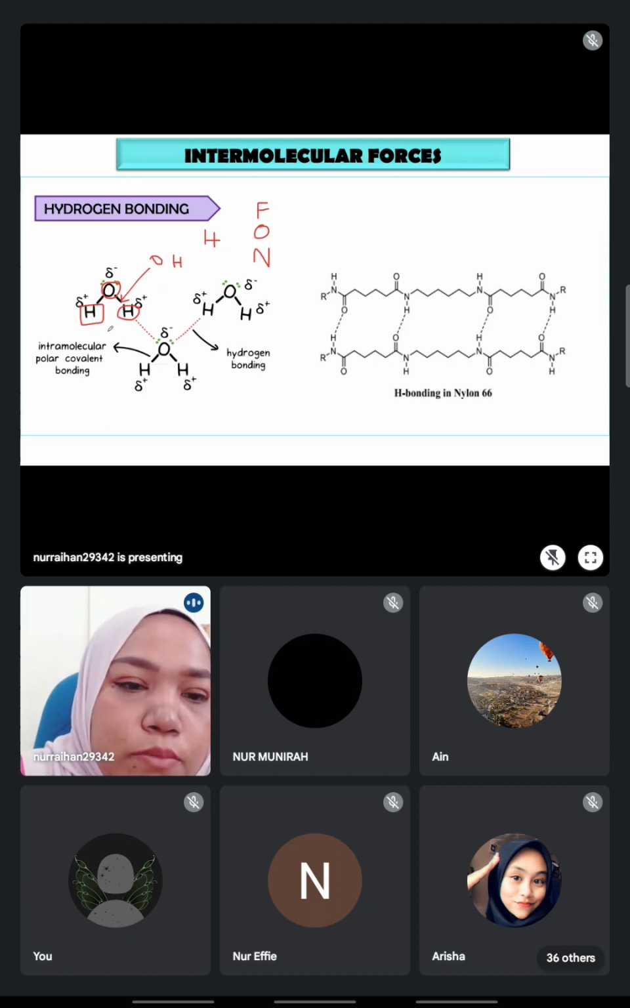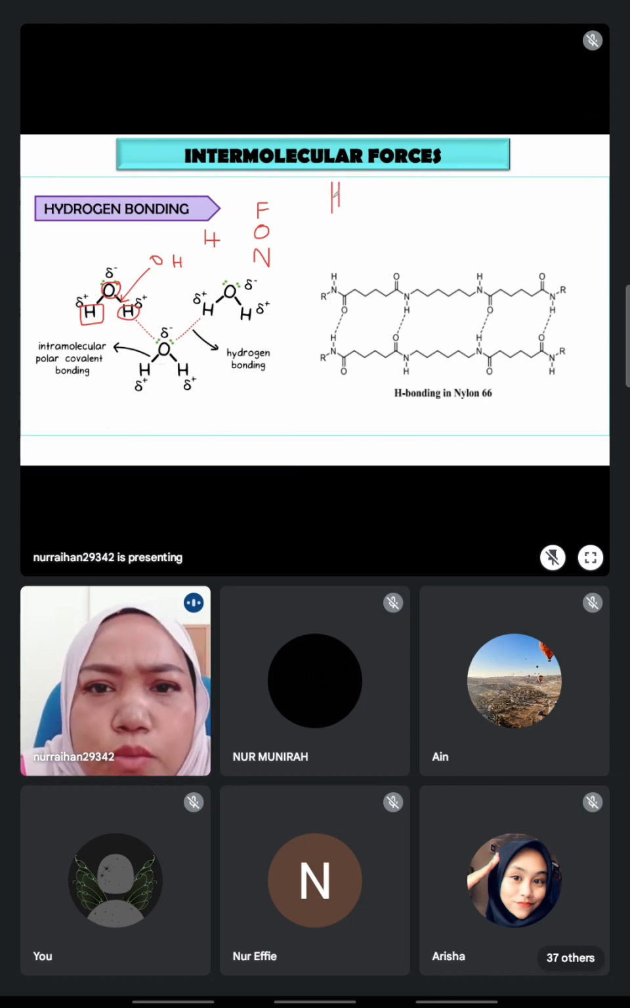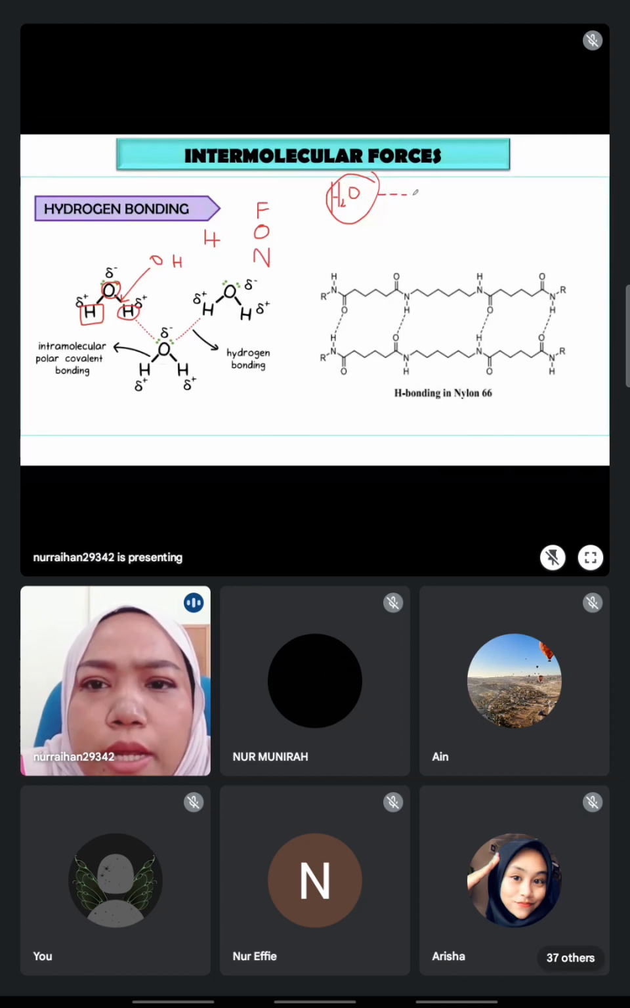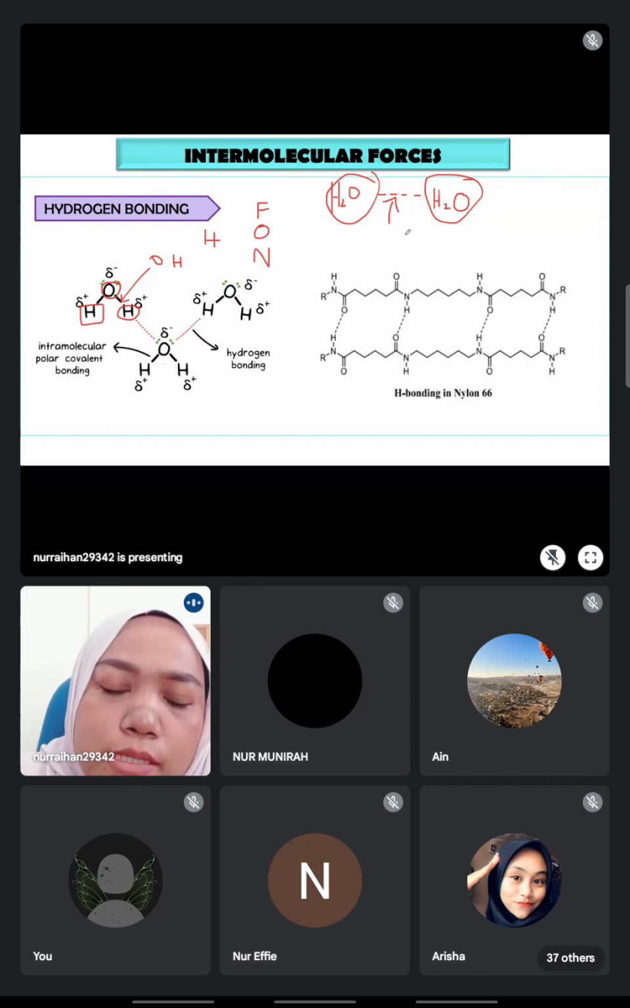So kat mana berlakunya hydrogen bonding ni? Bila ada molekul seterusnya. Contohnya macam H2O. So ini adalah H2O. Okay, H2O. So this is one molecule. So this molecule, they will attract to another H2O. They will be linked with another H2O. So this linkage is known as the hydrogen bonding. Okay, so hydrogen bonding is a secondary bonding whereby when you apply the energy, they will be broken.